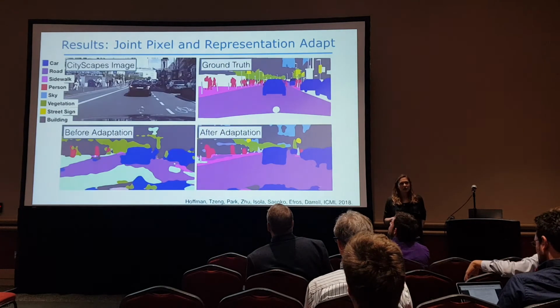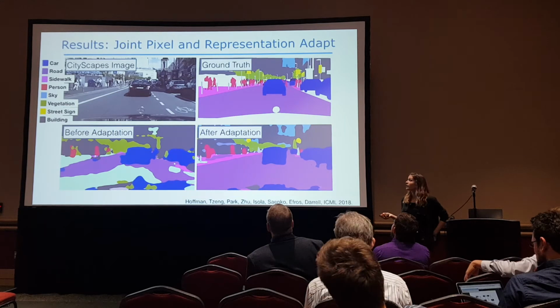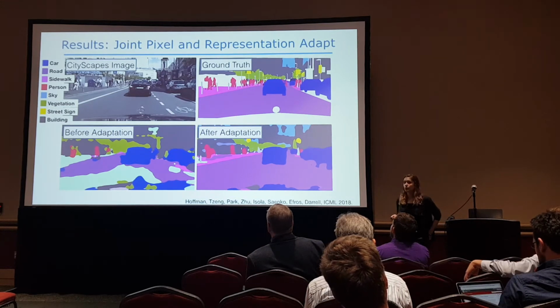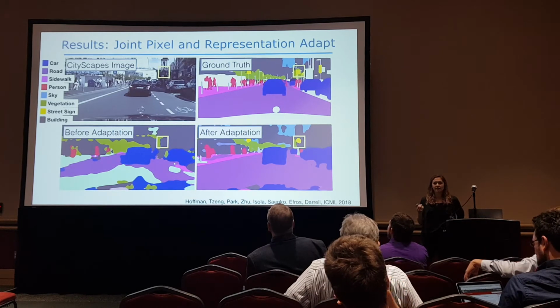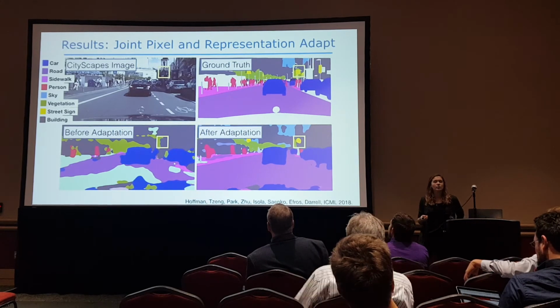And again, this is something we systematically saw. The road gets much more visible, and small objects that are pretty critical, like street signs, are starting to become more observed.